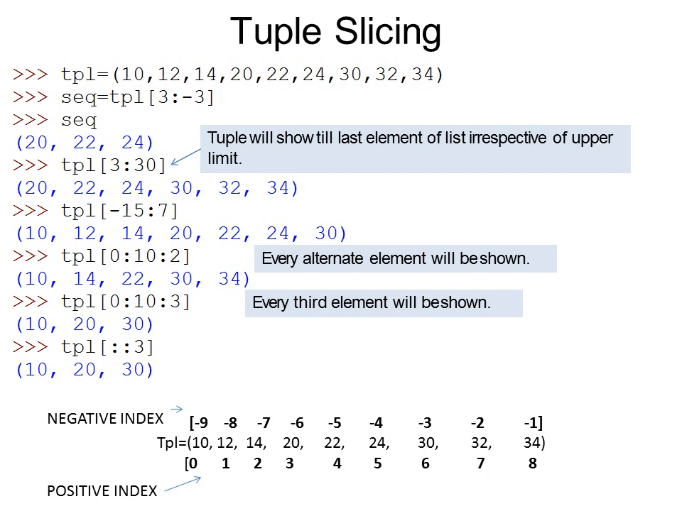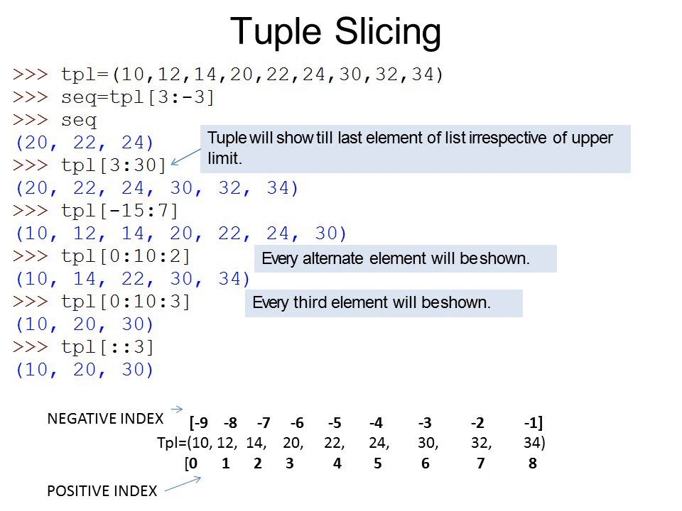Now let us see the different questions which I have mentioned over here. First one is SEQ is equal to TPL[3:-3]. So it says 3. That means the positive index value will be starting from 20. It will be moving till -3. That means it will be moving till -4. So the values which will be displayed are 20, 22 and 24.